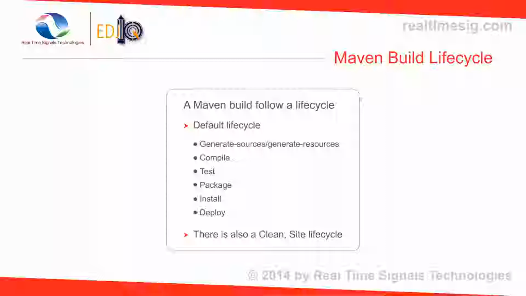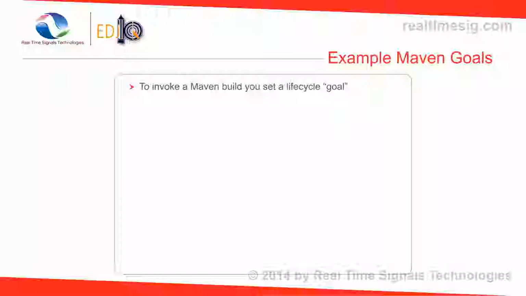Now we will dig more into the detailed phases involved in the example Maven goals. To invoke a Maven build, you set a lifecycle goal. Each phase is a sequence of goals, and each goal is responsible for a specific task. When we run a phase, all goals bound to this phase are executed in order. Here are some of the phases and default goals bound to them.